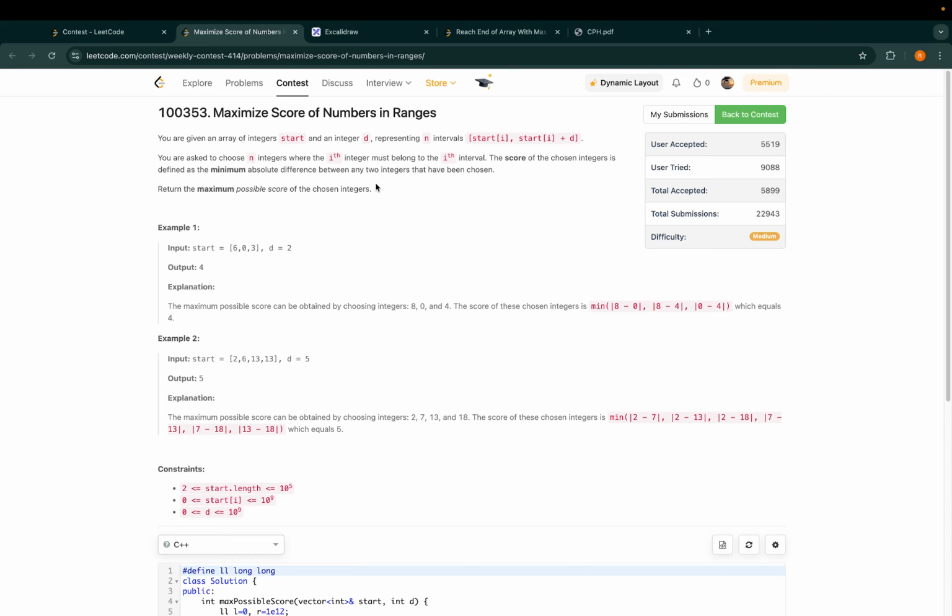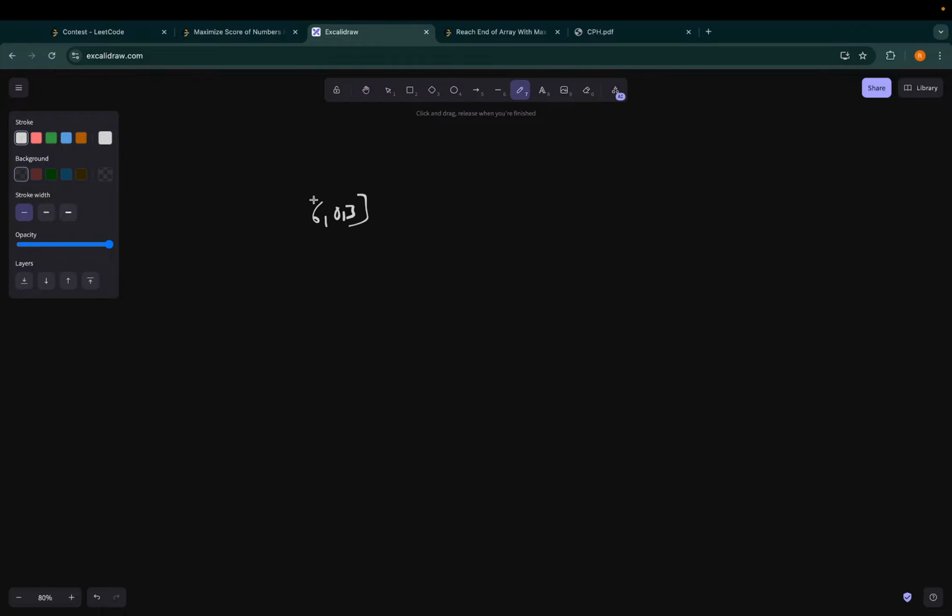Now, in this set of n integers you again pick any two numbers, and basically you want to maximize the minimum difference between those two picked numbers. So for example, this is 6, 0, 3 and d is 2. So the maximum number I can pick here is 8, here I can pick 2, here I can pick 5. For the first number I can pick any number between 6 and 8 inclusive. Similarly for this and this. So let's say I pick 7, 0 and 4.